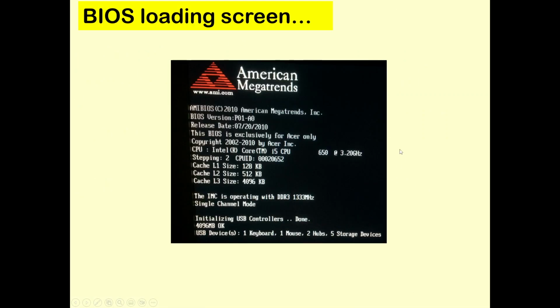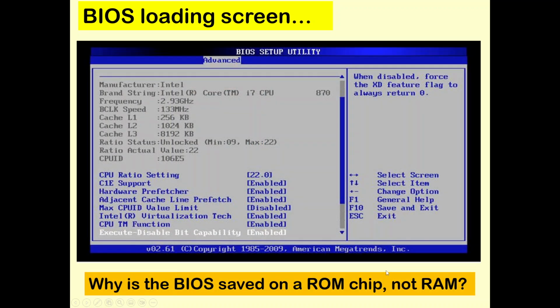It looks something like this. That is the BIOS that's loading from the ROM chip on your computer system. And there's all the settings. Why is it saved on ROM, not RAM? If it was saved in RAM, it would be lost. So it needs to be saved on ROM. It's read-only and it's non-volatile.